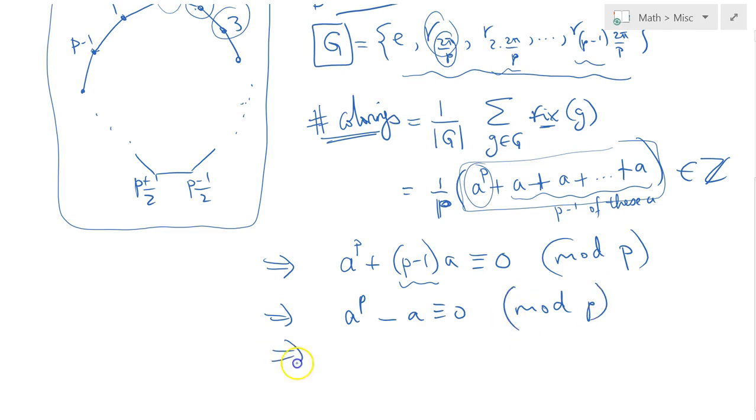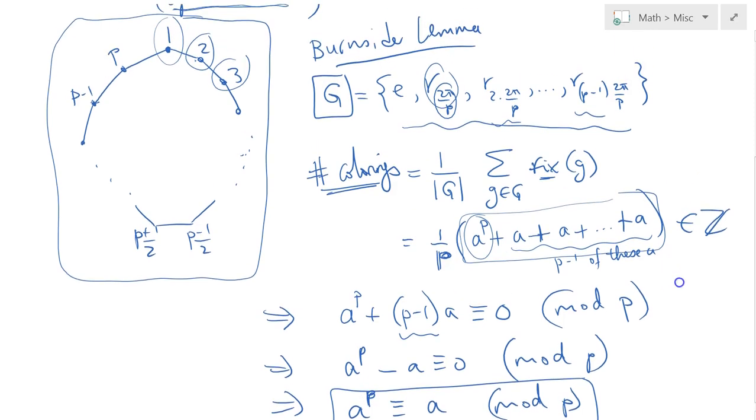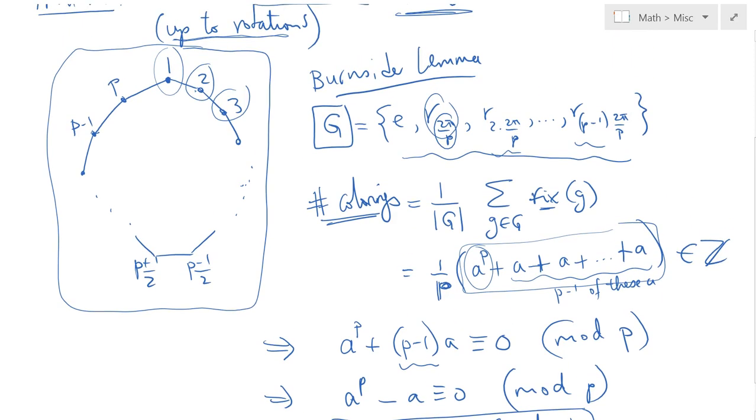And finally, implying that A to the power P is congruent to A mod P, but that's nothing but Fermat's little theorem. So a couple of critical things happened here. First of all, because P is prime, each of these symmetries creates a big cycle, a cycle of length P, but just a single one, right? As a result, the number of colorings for each one is just A.